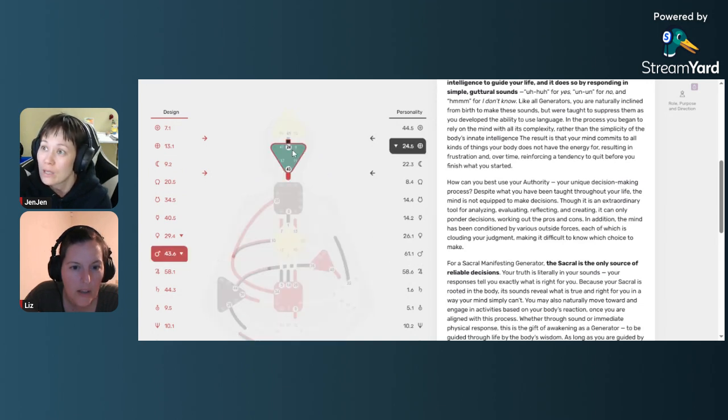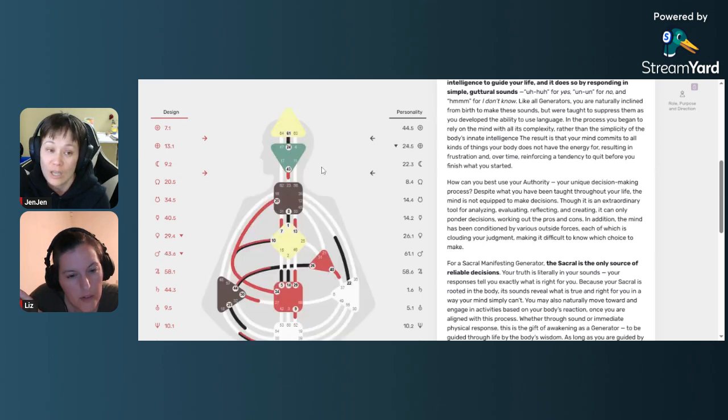Yeah. So like here, under personality, on my Ajna, I'm 24.5, so it keeps me there. But then on my design, I'm 43.6, which keeps me here. Some people might have closer to 47 or 4, and each gate has a whole description.